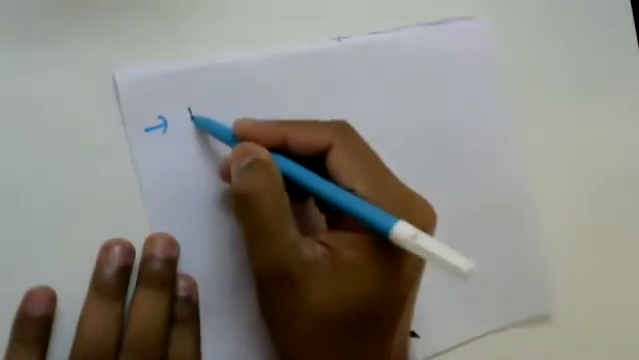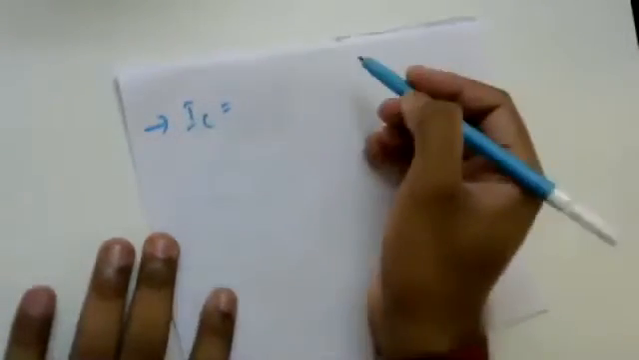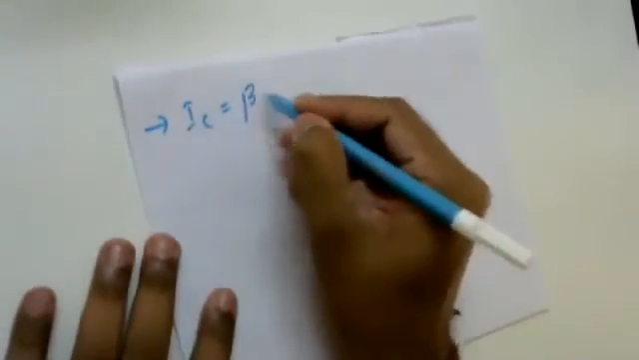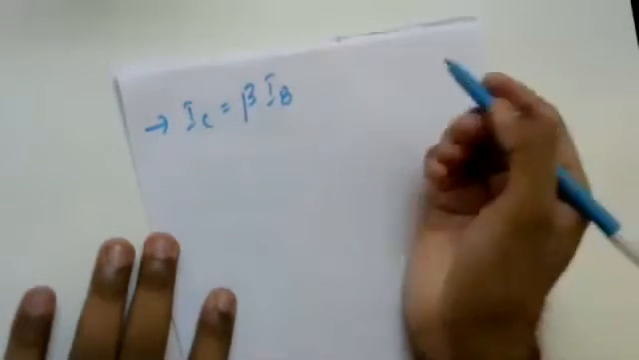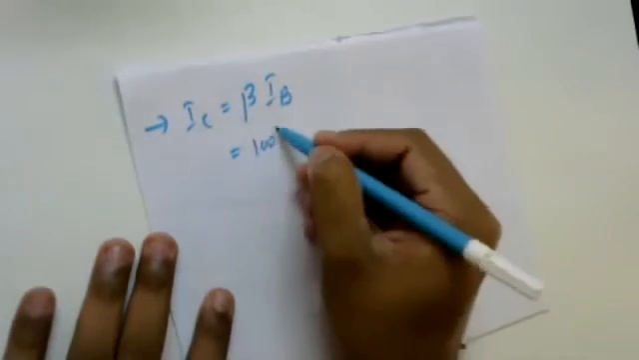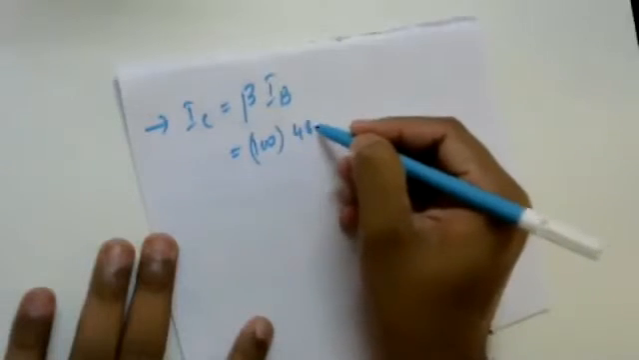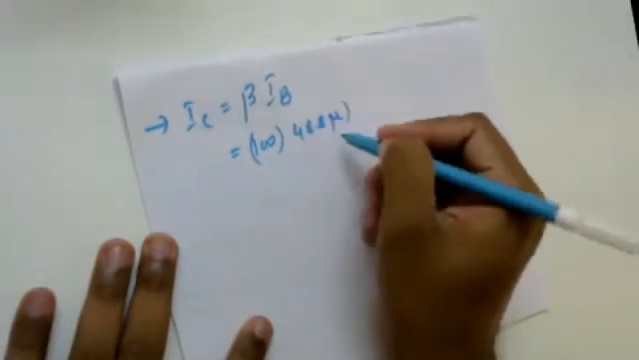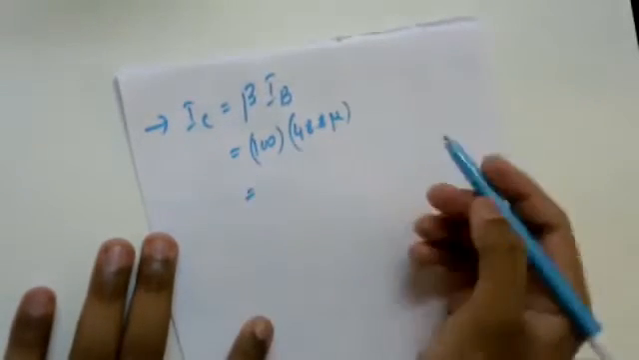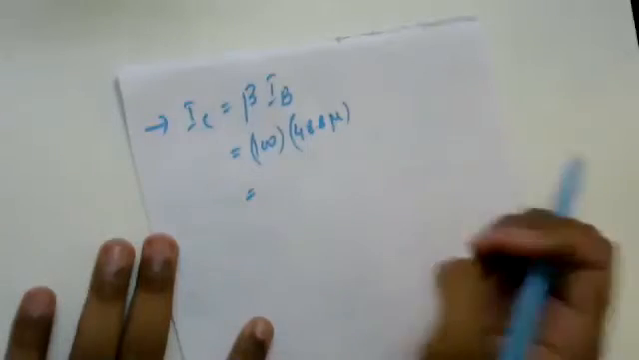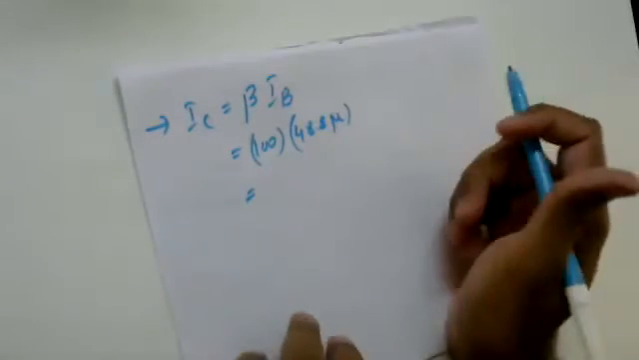now I can solve it for my IC. I can simply say that the value of IC is beta times that of IB. What is beta? Beta is 100. What is my IB? IB is 48.8 microamps. Then what's the value of my IC?